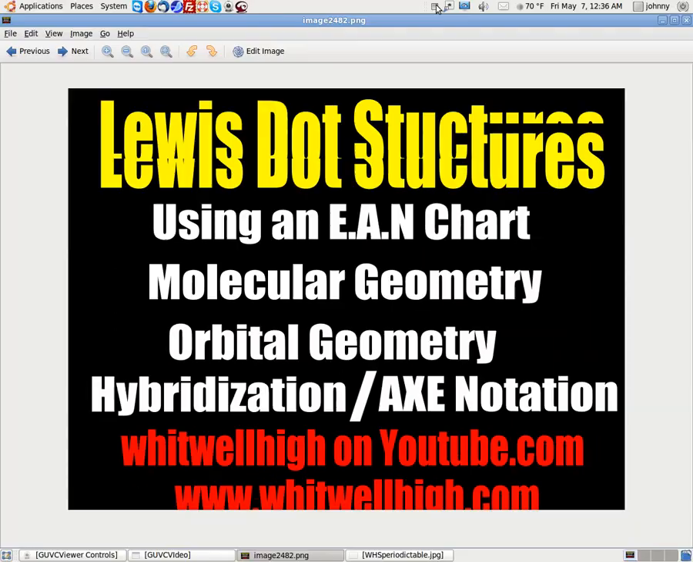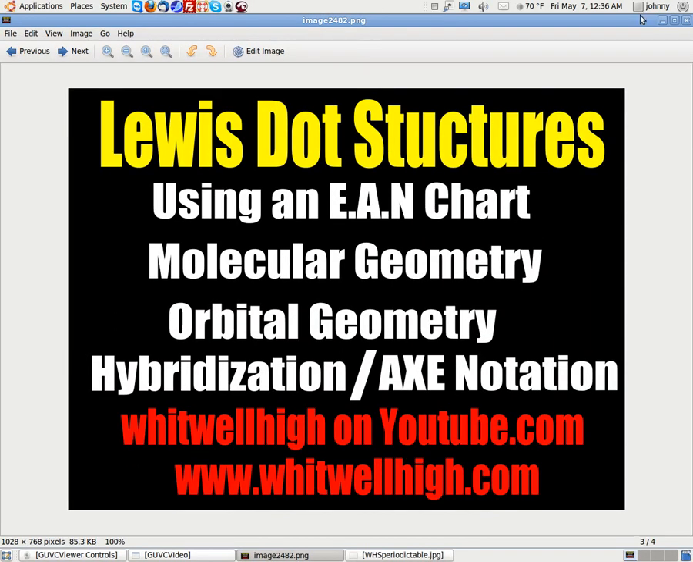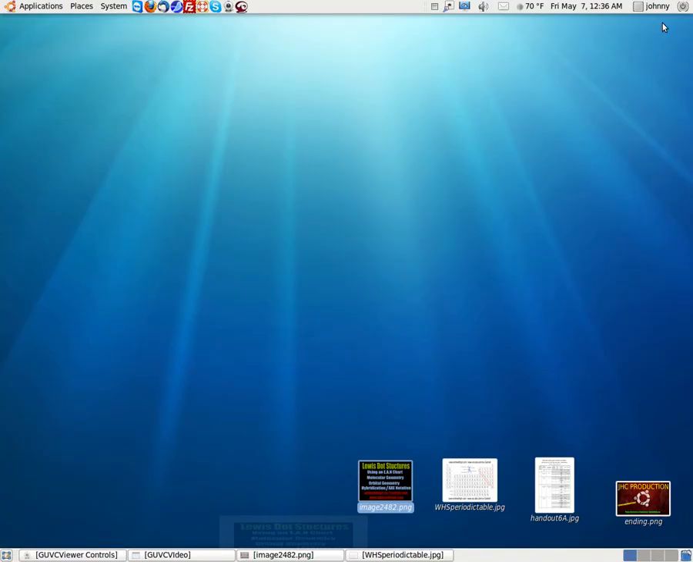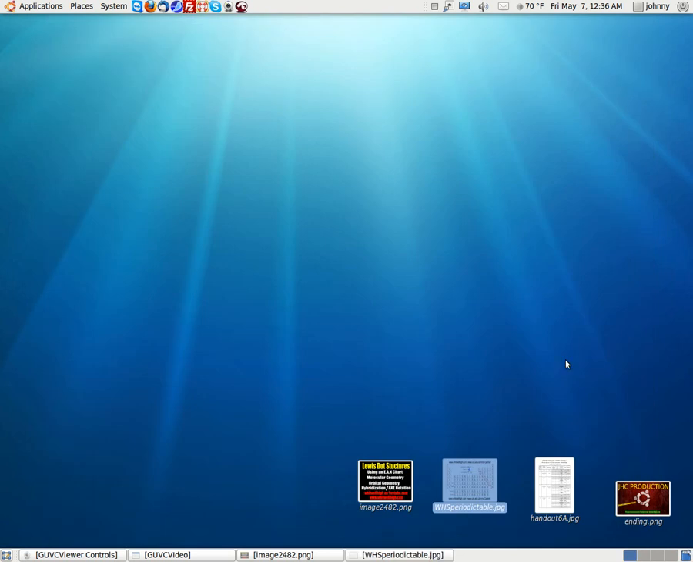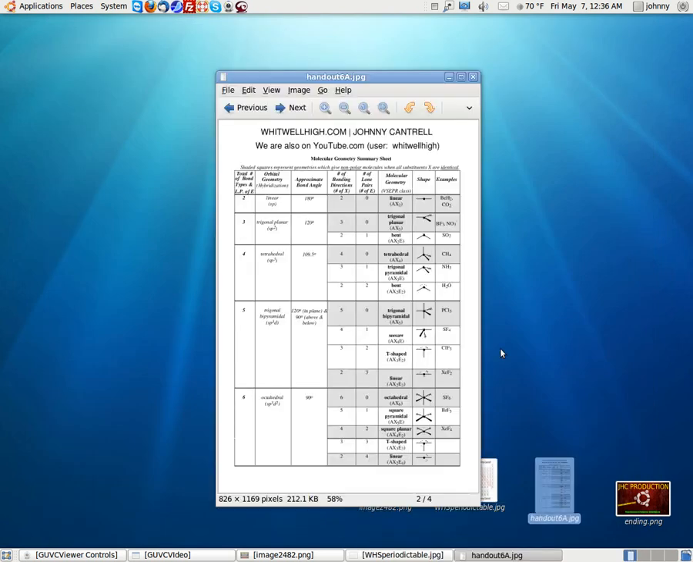Remember that you're going to need two handouts in order to do these problems. You're going to need a periodic table, which you see here. You can download one from my website. And you will also need handout 6A, which is available on my website. It's in unit 3. Just look down through there and you'll find it as well.